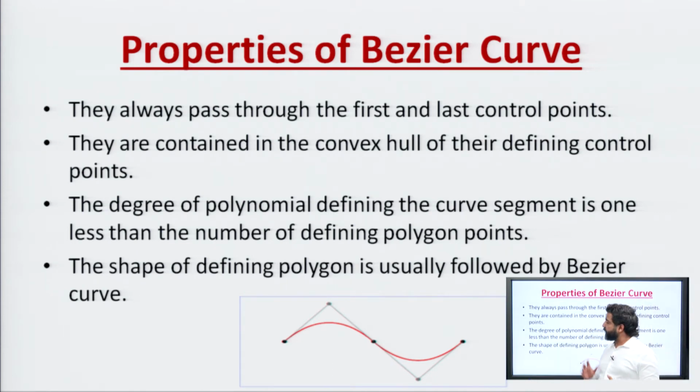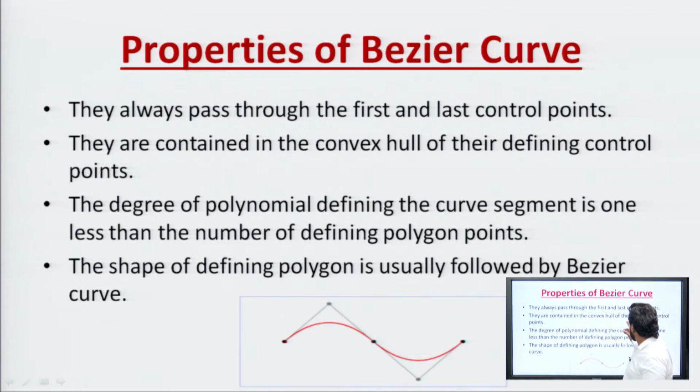Then coming to the properties of a Bezier curve, they always pass through the first and last control points. We can see the Bezier curve will pass through the first control point here, and through the last control point here. It may pass through other control points as well, but it is a must for a Bezier curve to pass through the first and last endpoints. Those are called anchor points.